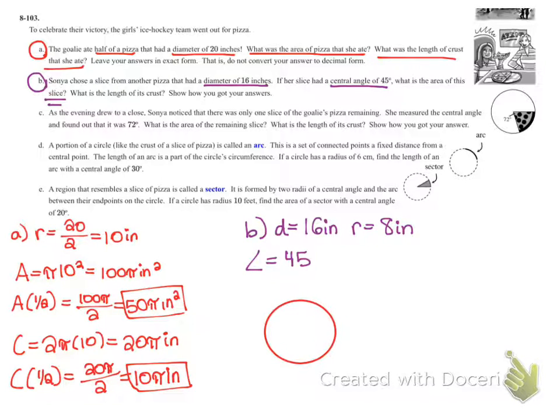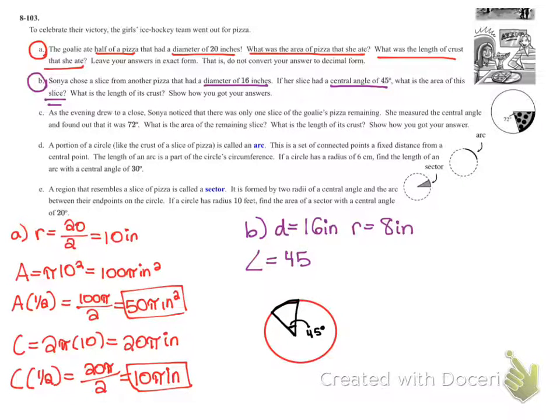So here's our pizza, okay? She ate a slice of it, and that slice, the angle measure was 45 degrees. I don't know why we're measuring the angle of a pizza, but it's okay. So that's the area we want to find. We want to find the area of that slice of pizza.